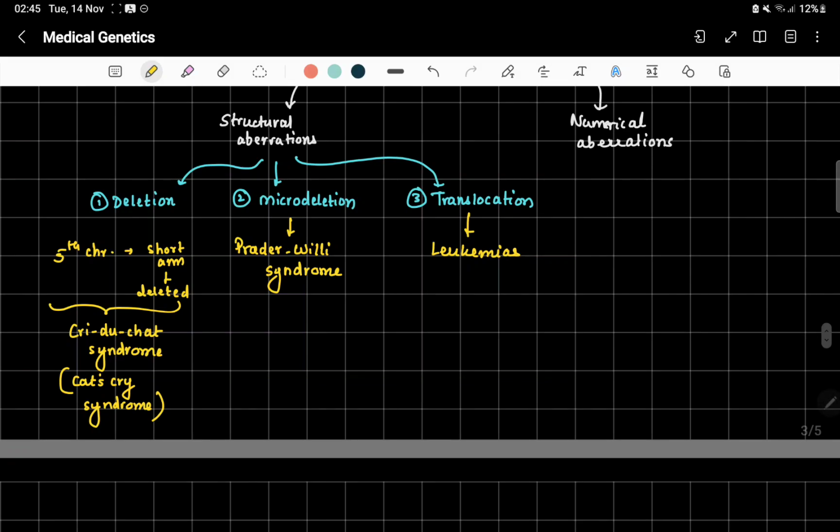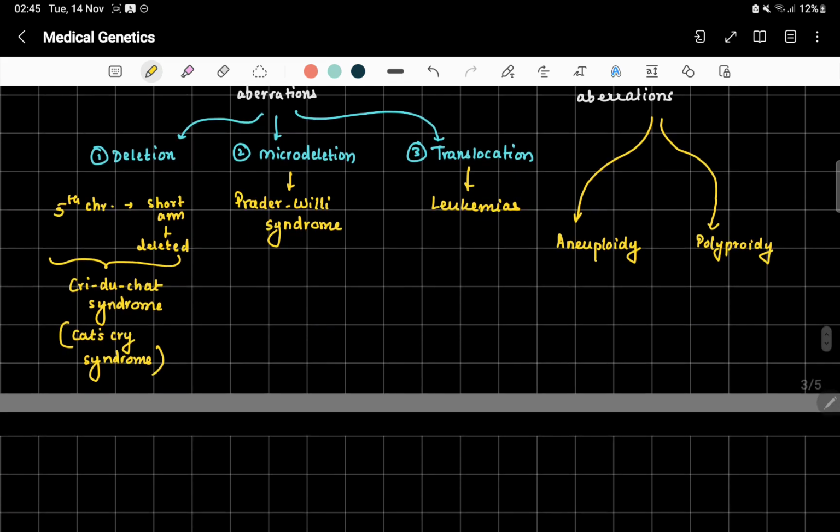Numerical aberrations may be basically of two types. One is aneuploidy, another one is polyploidy. Aneuploidy is the addition or deletion of just one chromosome. But polyploidy is the addition or deletion of a whole set of chromosomes.